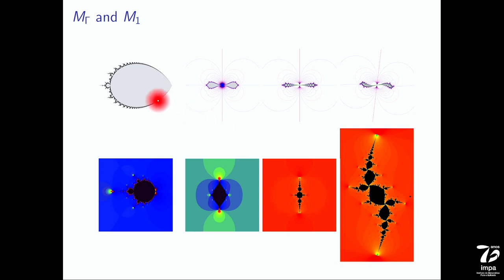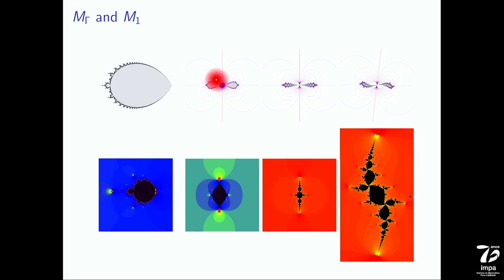We have a homeomorphism between this guy and this guy. And this point, the center, goes to the center. This is the limit set corresponding to the center parameter.